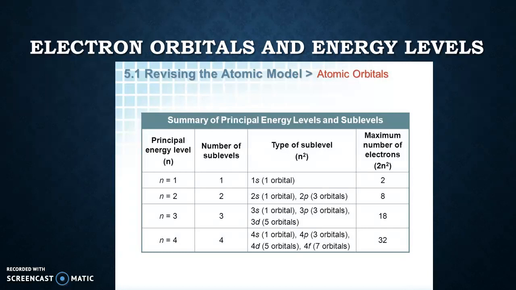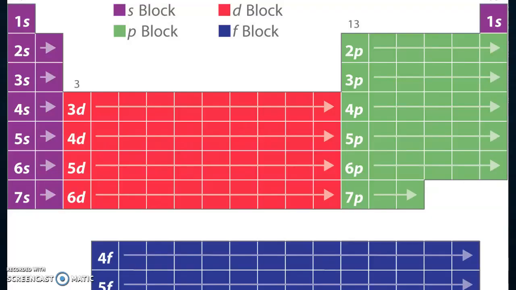So the maximum number in your first principal energy level is 2, the maximum in your second one is 8, and that's because you have one orbital with 2, and then you have the other orbitals that can hold 2 apiece. Then you have 3, which will hold a maximum number of 18, and you have 4, which the maximum is 32. So looking at it, your S's are in purple, your P's are in green, D's in red, and F is in blue.